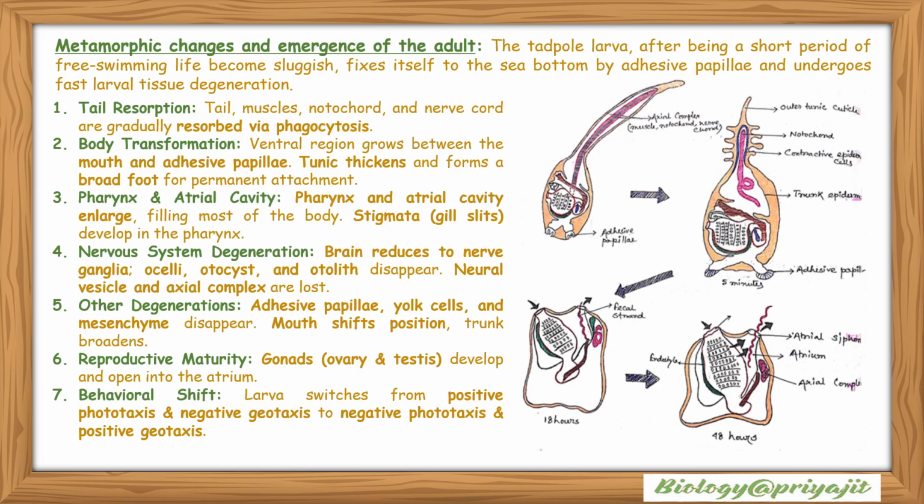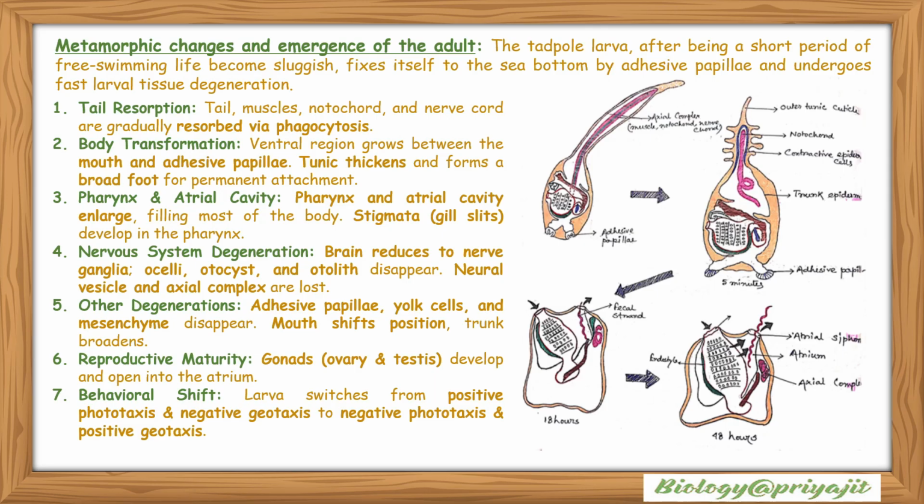Body transformation. Ventral region grows between the mouth and the adhesive papilla. The tunic becomes thickened and forms a broad foot for permanent attachment. Pharynx and atrial cavity. The pharynx and atrial cavity become enlarged, filling most of the body. Stigmata, gill slits develop in the pharynx.